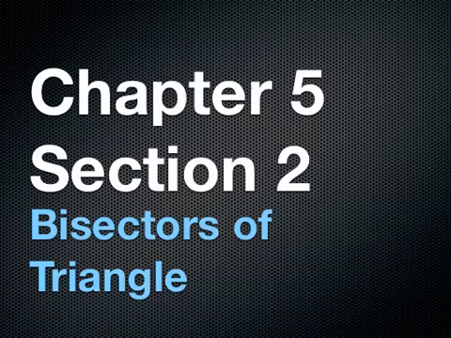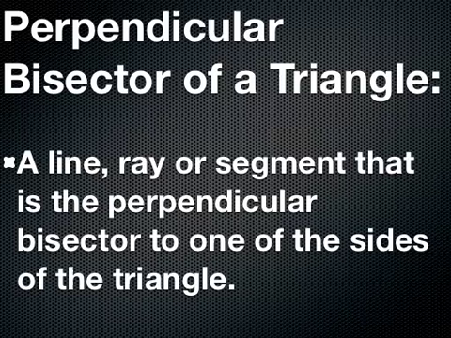Chapter 5, Section 2, Bisectors of Triangles. A perpendicular bisector of a triangle is a line, ray, or segment that is the perpendicular bisector to one of the sides of the triangle. So technically, because a triangle has three sides, there can be three perpendicular bisectors of one triangle.